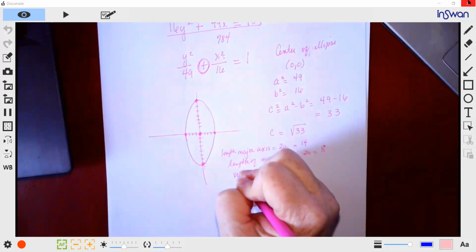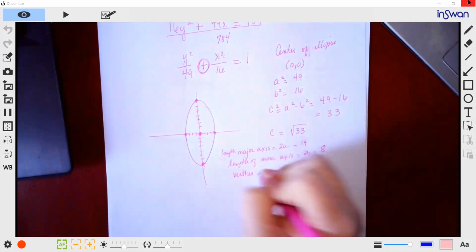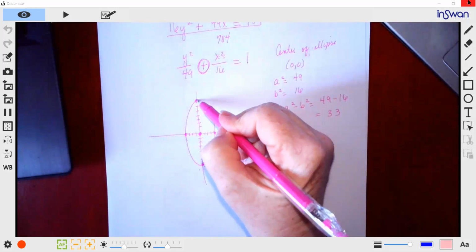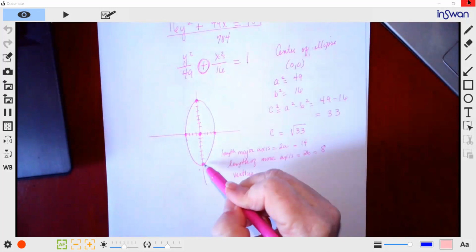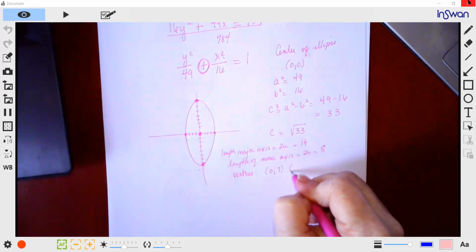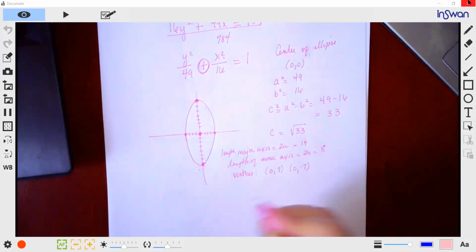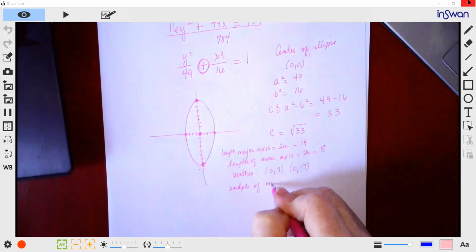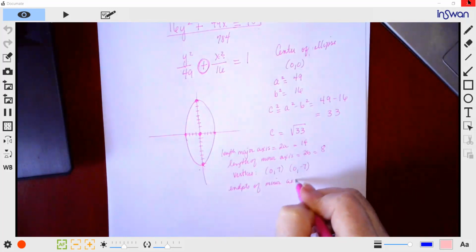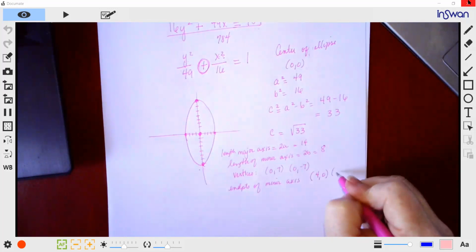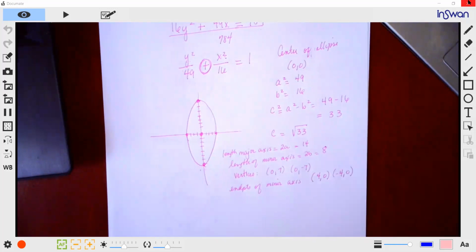What would be my vertices? Now remember, vertices are the endpoints of the major axis. So this would be the point 0, 7, and this would be the point 0, negative 7. The endpoints of the minor axis would be 4, 0, and negative 4, 0.